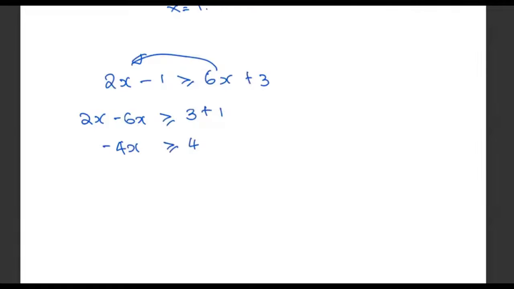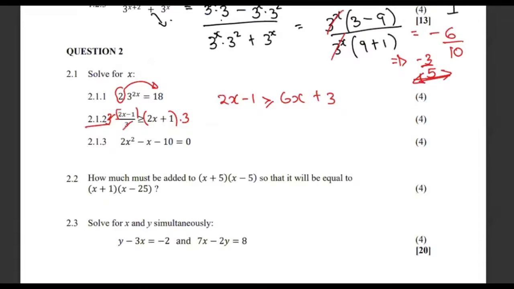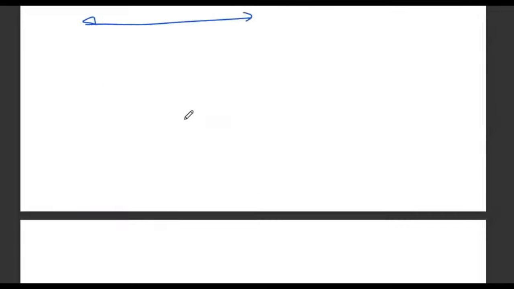Then let's divide through by a negative. Now, the moment we attempt to divide through by a negative, the inequality signs must change. So that's a negative 1. So that's what the question wanted. Do we need the number line? No, we don't. All right, then 2.1.3, we have 2x squared.